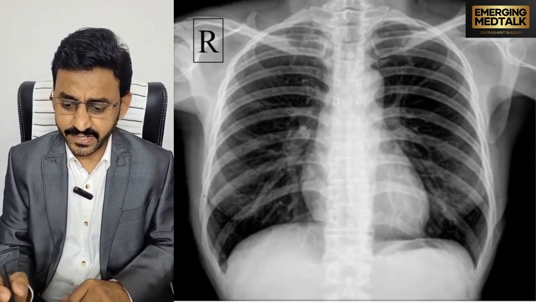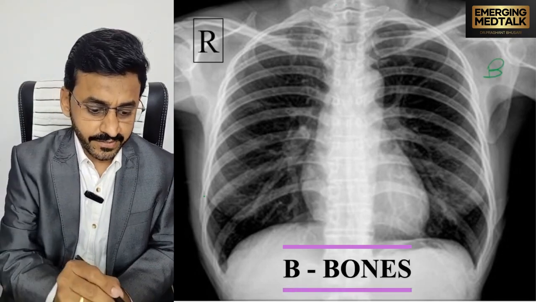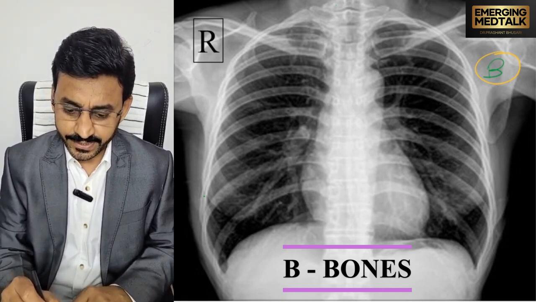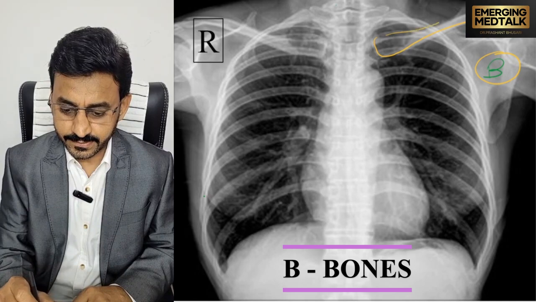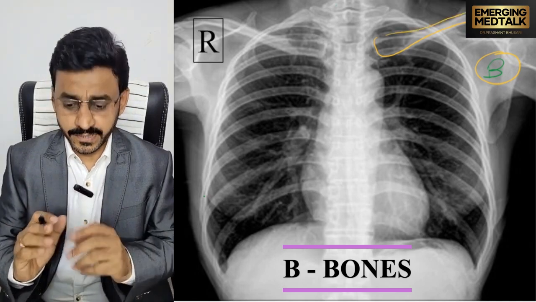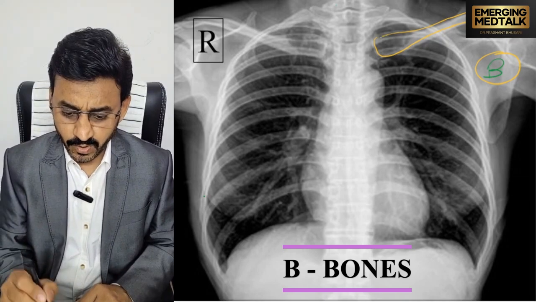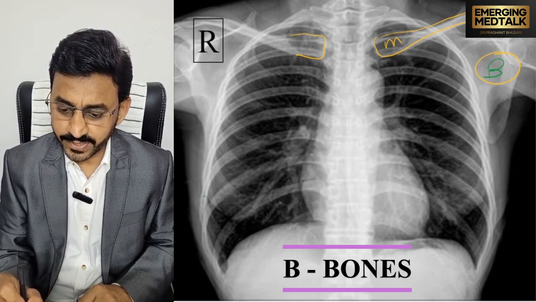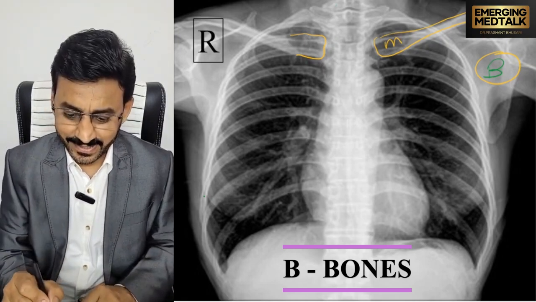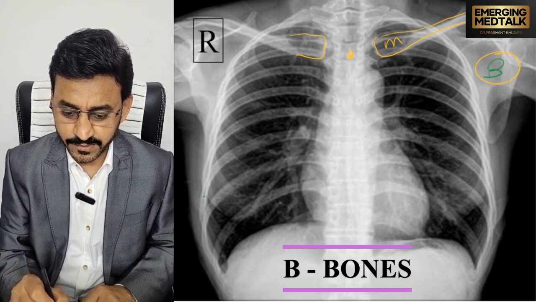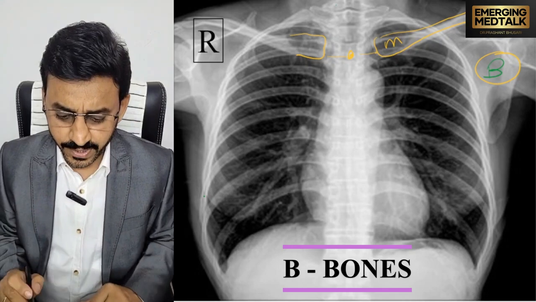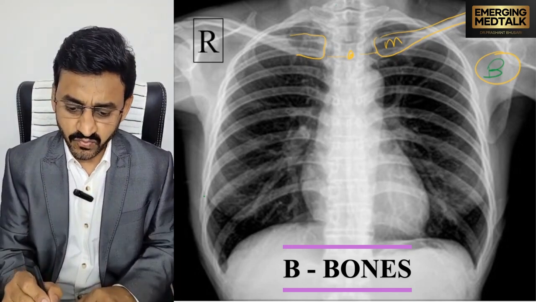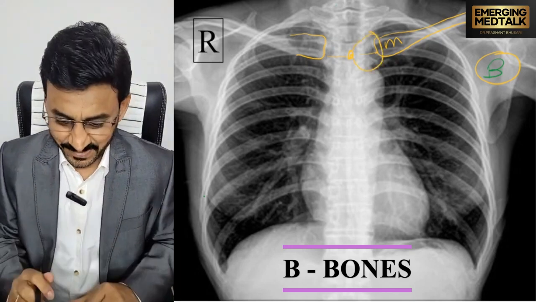So this is the airway. Second will be the bones. Here we can see, on each side, the clavicle, a horizontally placed long bone. This is the medial end, and here is the lateral end of the clavicle. Both medial ends are equidistant from the spinous process of the thoracic vertebra, and the medial end articulates with the sternum to form the sternoclavicular joint, which is of the saddle variety.